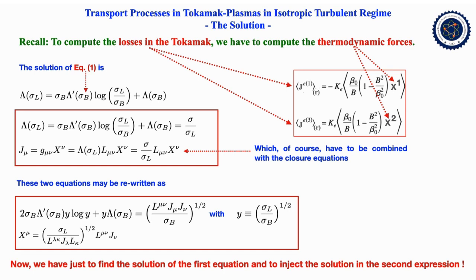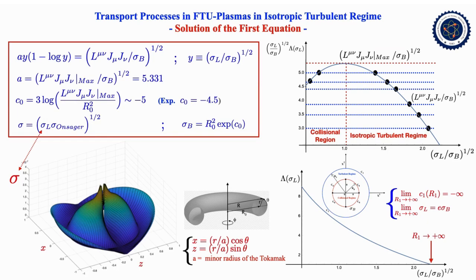Of course, this equation should be combined with the closure equation, linking J with the thermodynamic forces. And in terms of a scaled variable y, we obtain this equation. Now we have just to solve this algebraic equation. The variable y is the sigma L, our scaled variable. This means that we have to find the coordinates of these black points. This parabola, similar to a parabola, but it's not a parabola because it is y times 1 minus log y, is given by this continuous line.